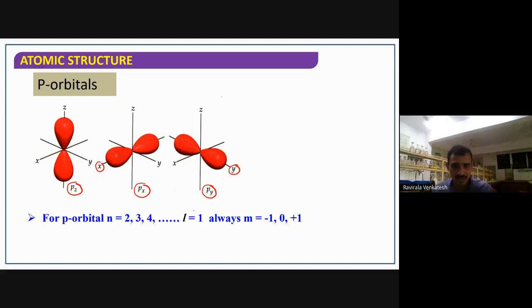Here l is equal to 1. This value should be lesser than n. Observe what happened: n is 2, 3, 4, something like that, and you must follow this. 1 is less than 2, 1 is less than 3, 1 is less than 4. In this way, you can easily understand it.